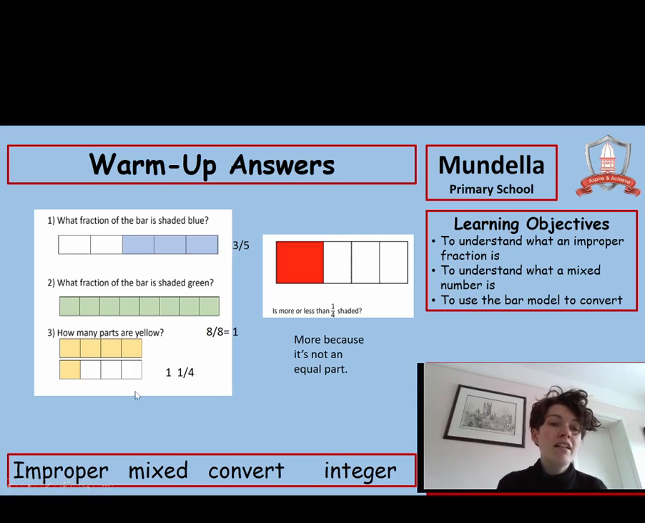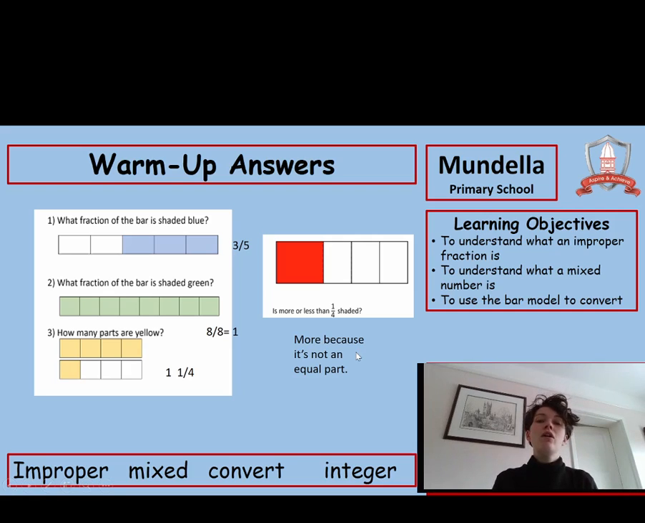If I wanted to write it as an improper fraction, I've got 1, 2, 3, 4, 5 out of 1, 2, 3, 4. 5 over 4 have been coloured, and that's an example of an improper fraction. We'll come on to those definitions in a very, very short moment.